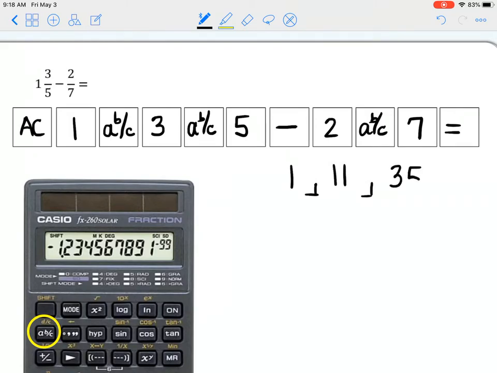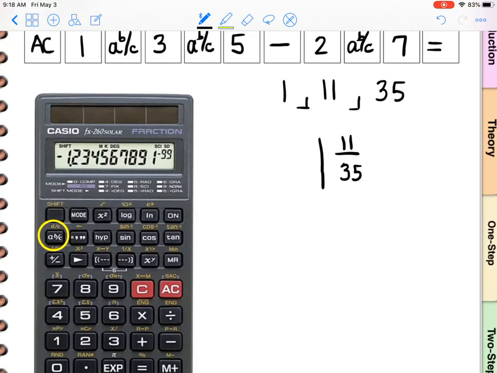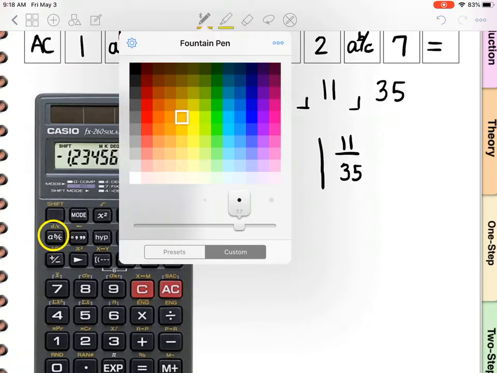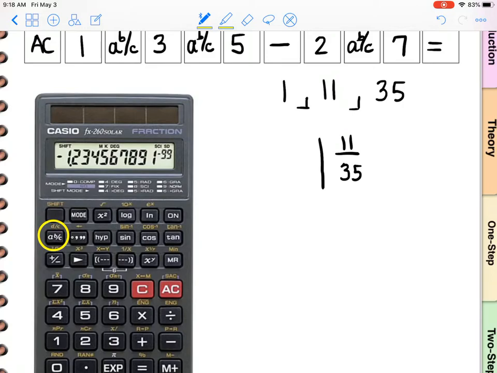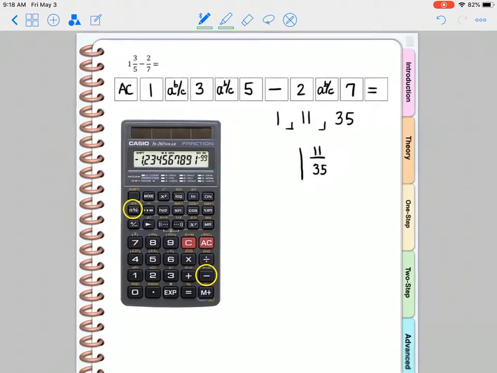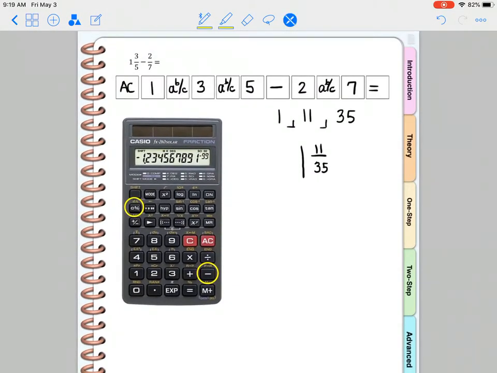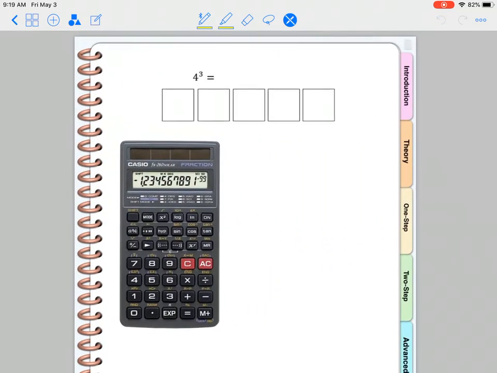This is just your calculator's way of saying 1 and 11/35. The calculator will always go to lowest terms for you, so you don't have to worry about reducing fractions either. So to do this problem, I used, of course, all clear and equal. Those are in all of them. I used the fraction key and the subtraction key to get this answer. Okay, moving on. Let's get one more and then I'll break the video so these don't get so long.